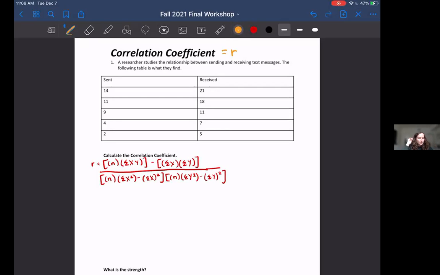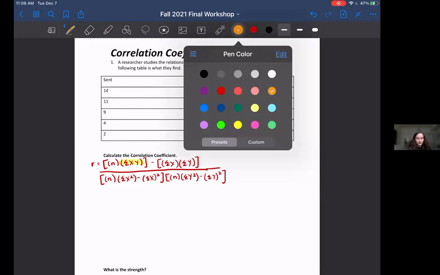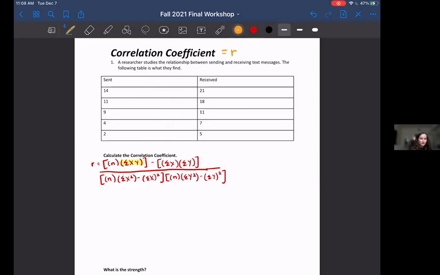Okay, so does everyone know what this sum of X times Y means? You could just say no if you don't, and then we could go over it. Don't feel embarrassed to say no, but let me know so I know I need to go over it. Everyone's good? Isn't it all the values of X times all the values of Y, and then you add those up? So what you would do is multiply each one. You'd multiply 14 times 21, 11 times 18, 9 times 11, 4 times 7, and 2 times 5. And then you add all those numbers up. Does that sort of make sense? Yeah, okay.